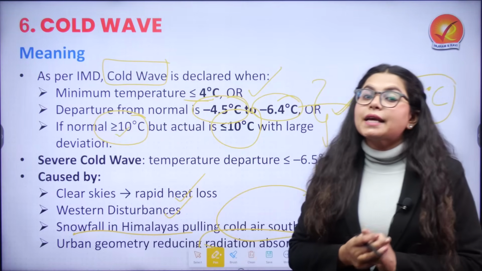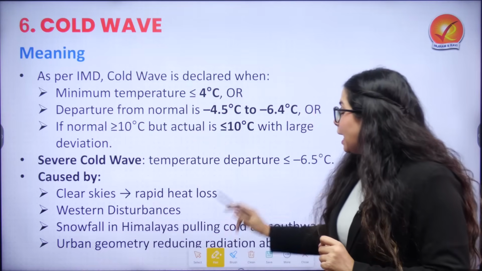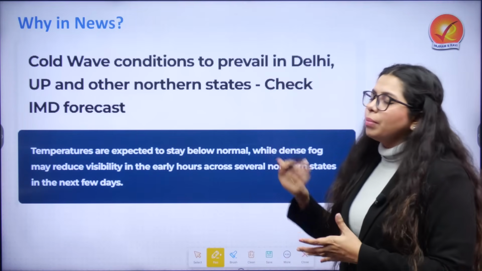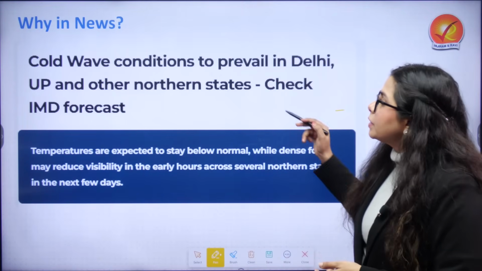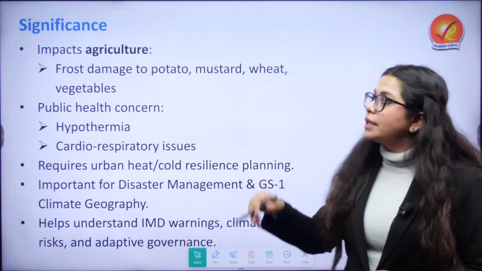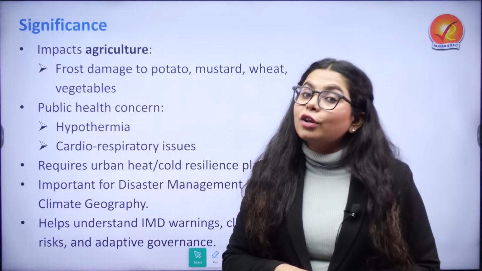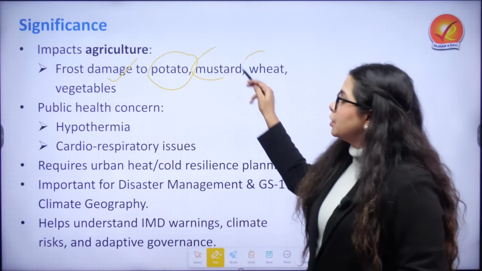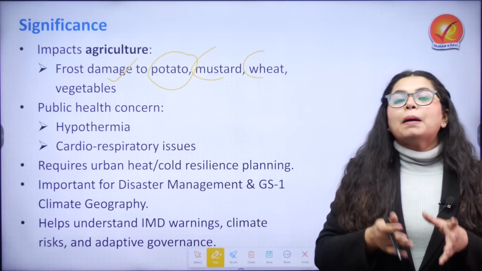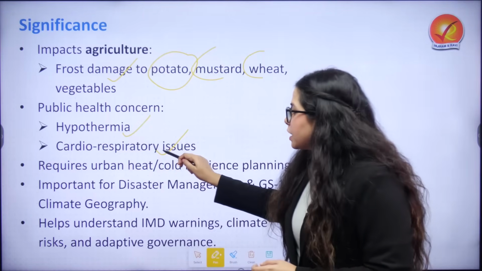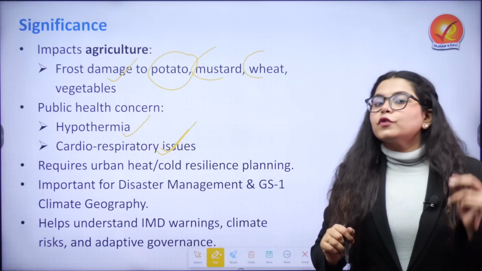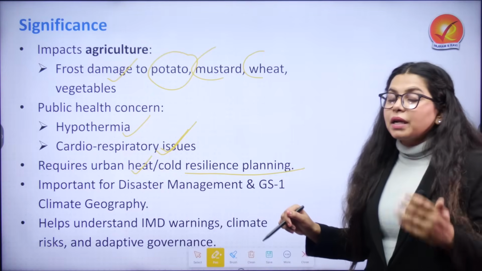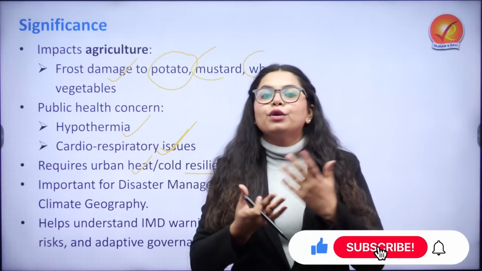All of these situations can be responsible for a cold wave, and recently it has been in the news because cold wave conditions are expected to prevail in Delhi, Uttar Pradesh and certain parts of northern states. From the perspective of your exam, it becomes absolutely significant because it has a huge impact on agriculture. A cold wave impacts crops because of frost damage, be it potato, mustard, wheat and vegetables. It is also a public health concern in terms of hypothermia and cardiorespiratory issues, and that is why it calls for appropriate urban planning, keeping in mind urban heat and cold resilience planning. It becomes important from the GS1 perspective and also for disaster management.